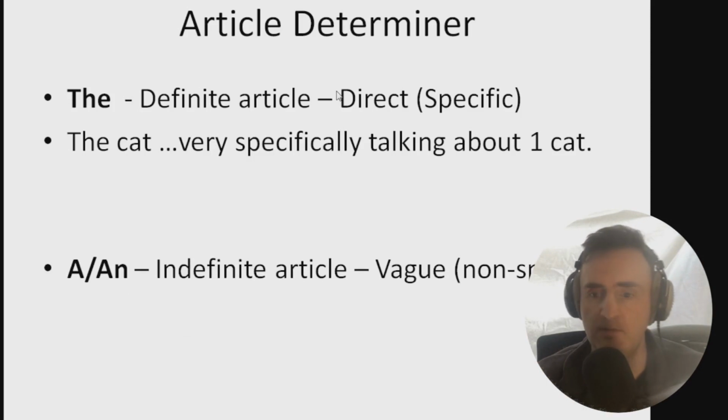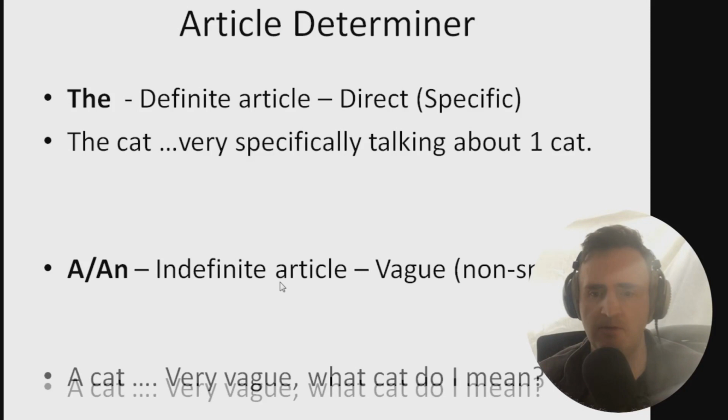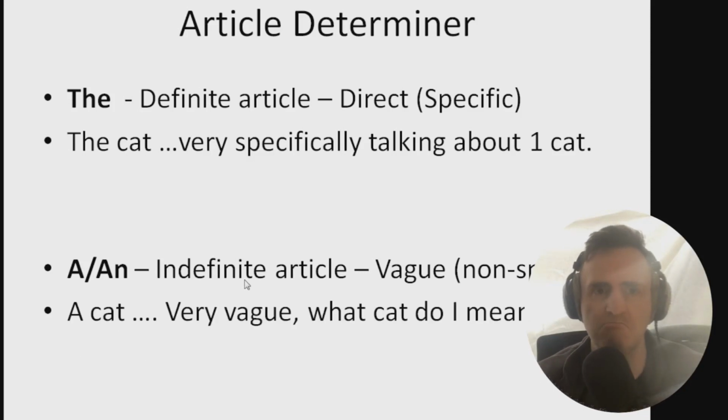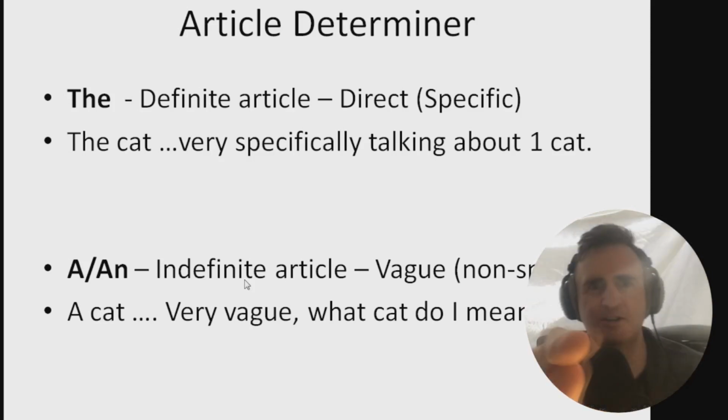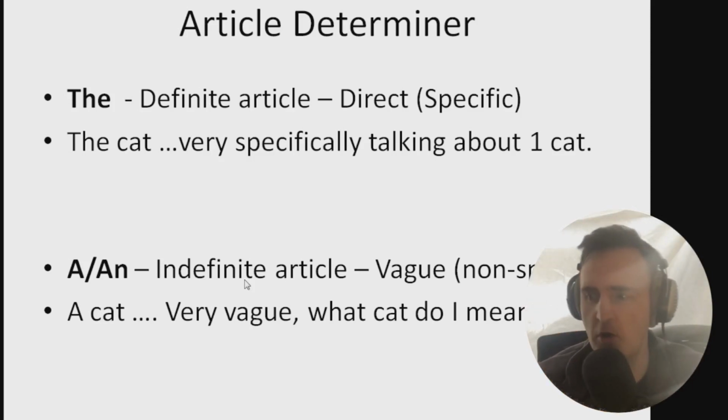And the opposite is an indefinite article. It's very vague. It's non-specific. So it's just a cat. Which one? There's millions of cats in the world and I'm just talking about a cat. Which one? Who knows? But if it's the cat, it's very specific. You know what one I'm talking about. So just a little difference if you actually know what you're talking about. Is it specific? Is it non-specific? It just changes if you use the or a.